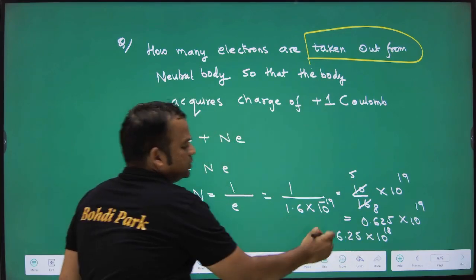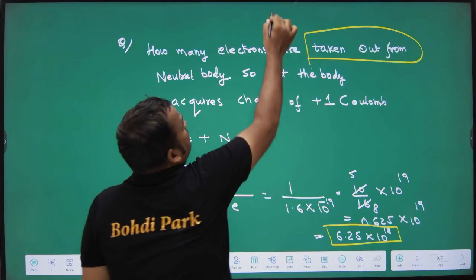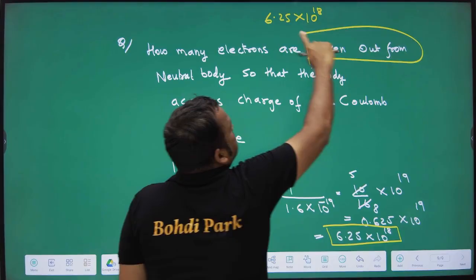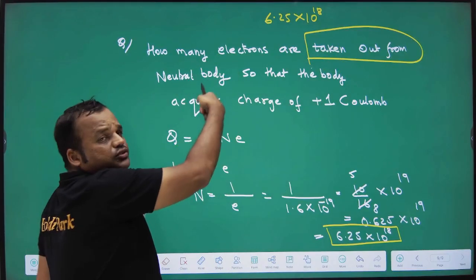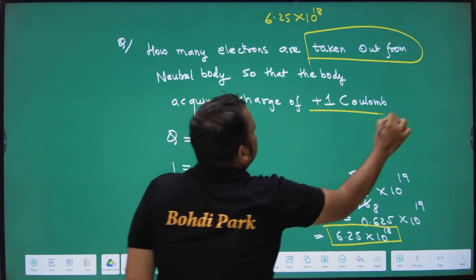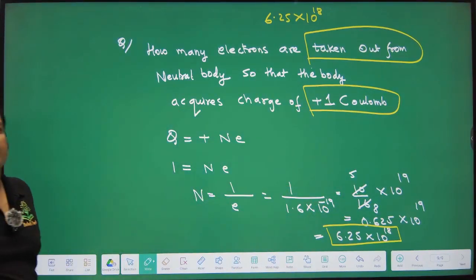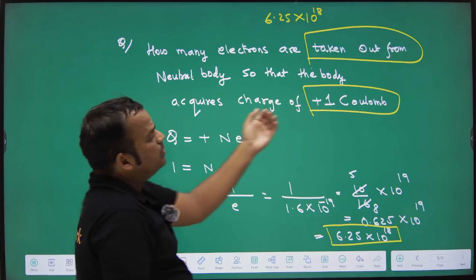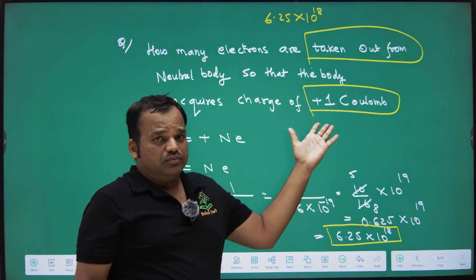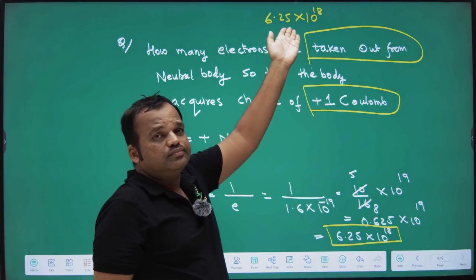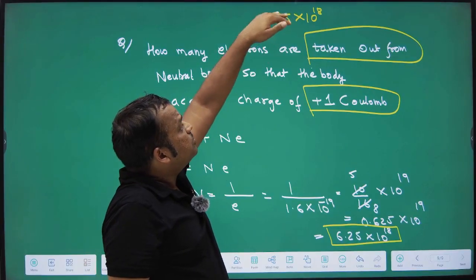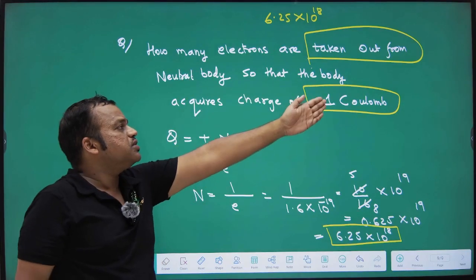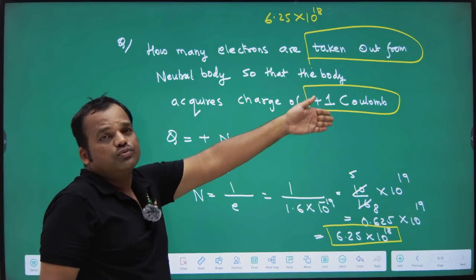These many electrons, 6.25 into 10 raised to 18 electrons, are taken out from a neutral body so that the body acquires a charge of plus 1 coulomb. Suppose I want to make 2 coulombs. So 2 times of this much electrons, since this is only for 1 coulomb. So double of this will create plus 1 into 2, that is plus 2 coulomb.